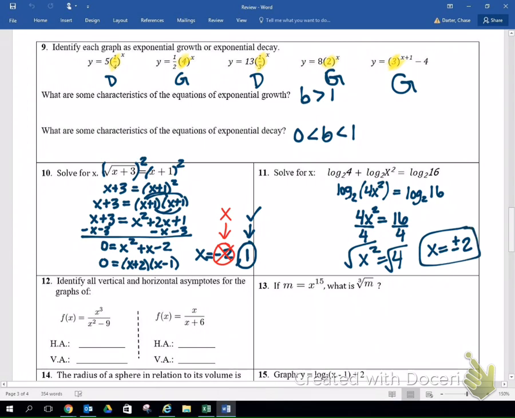Remember, with logs, you need to be careful and check for extraneous answers, because we cannot take the log of a negative number. But here, the only time we're going to plug in that negative 2, that value is being squared. So since that value is being squared, we're going to be fine with negative 2.